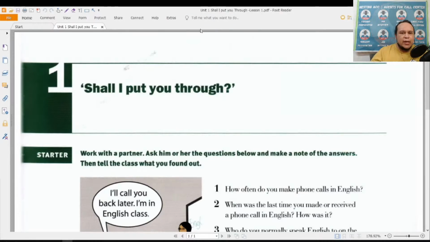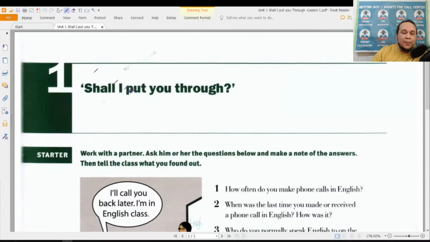Okay, so we're going to start off with the first sentence. This is unit number 1, lesson number 1, and the sentence says, "Shall I put you through?" However, native English speakers, or people that speak English as a first language, are not going to say, "Shall I put you through?" They are not going to say that.